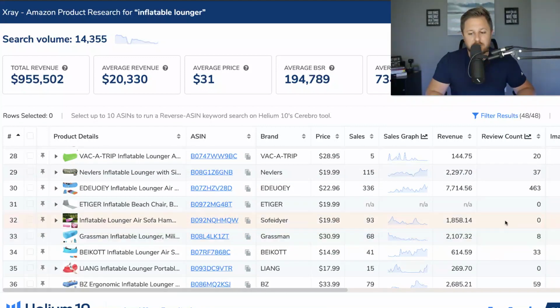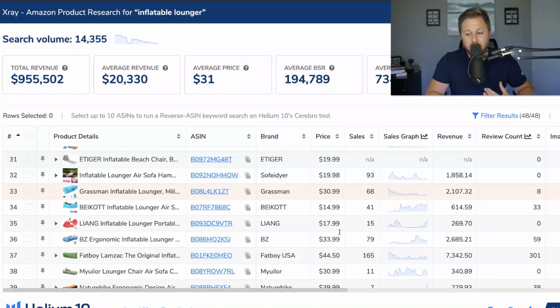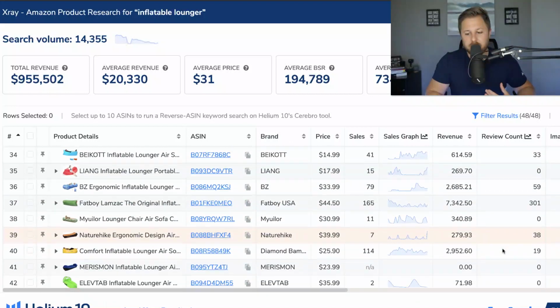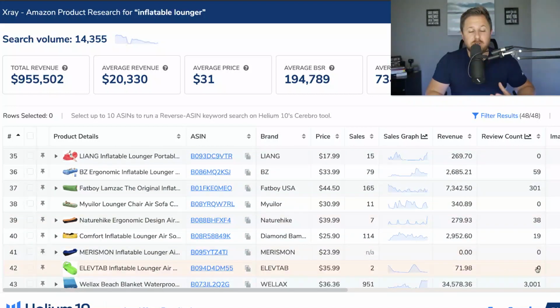So like this one right here, zero reviews, they're doing about $2,000 a month, which isn't bad, but look how cheap they're offering it compared to the other sellers. The average price is $31, so chances are their profit margins aren't great. They're just getting sales because their price is so low. But even down here, you could see a lot of these new sellers who are ranked on page one for the main keyword.